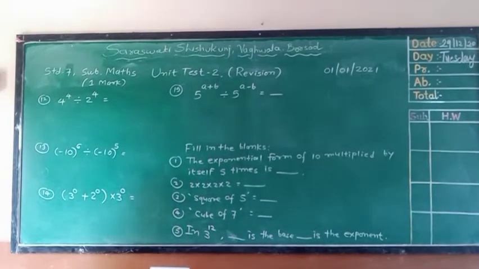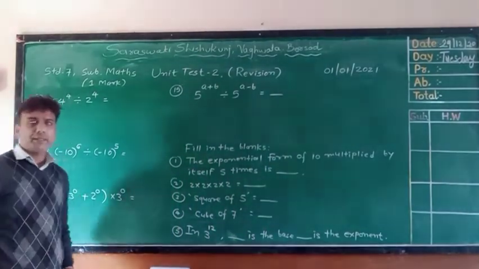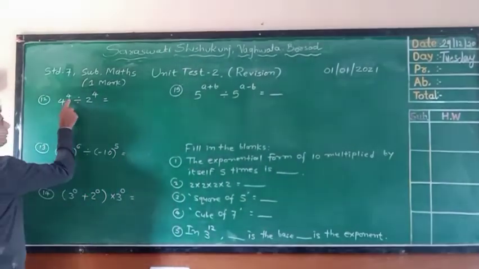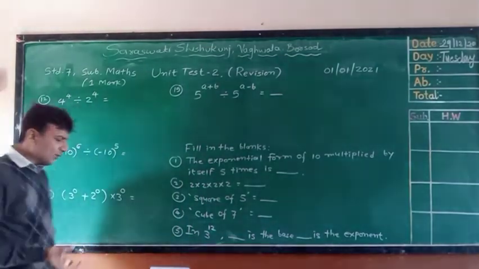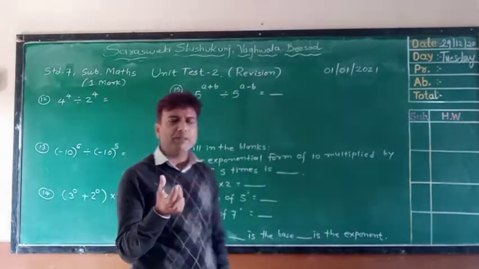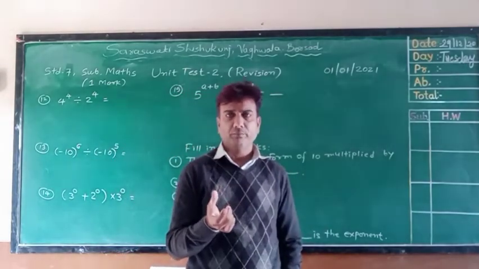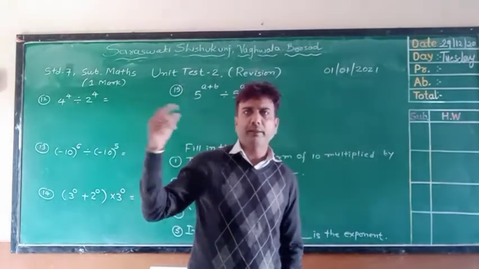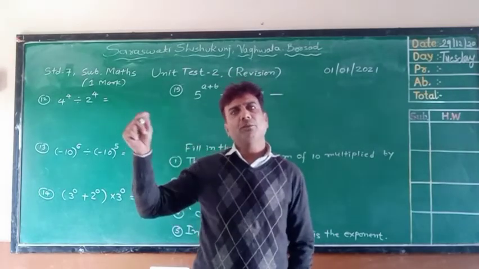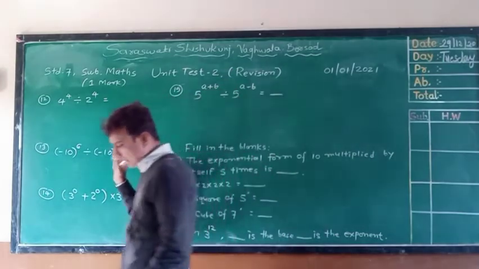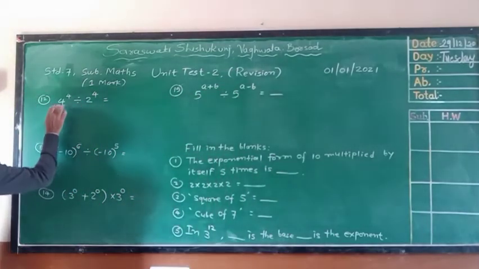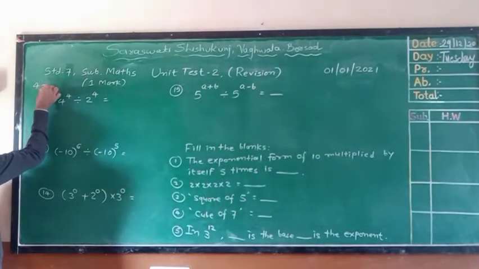Now in question number 12 of the MCQ, we can observe 4 to the power 4 divided by 2 to the power 4. Both bases are not the same. So first of all we have to make them the same. Here there is 4, there the 2. So we have to put 2 there. We have to transform this 4 into 2. So 4 means 2 twos are 4.